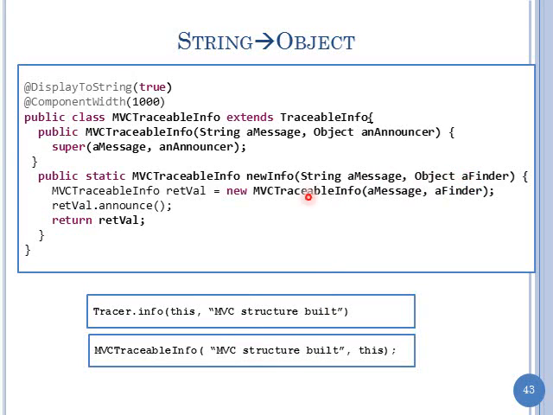Okay, so this is a static method. I need to pass to it some object, and that object is, say, me. So this is really MVCTraceableInfo.newInfo or newCase. You know, I think I call it... you can name it any way you want to. My convention is to actually use newCase, and I've done something different here.